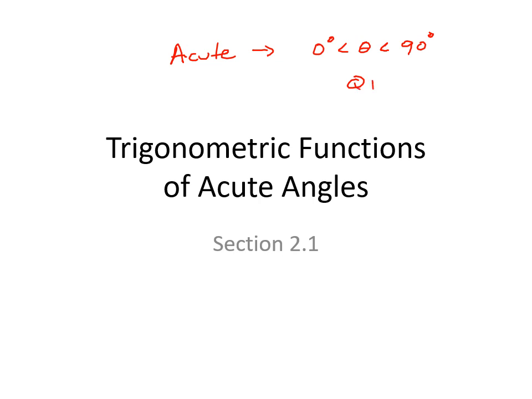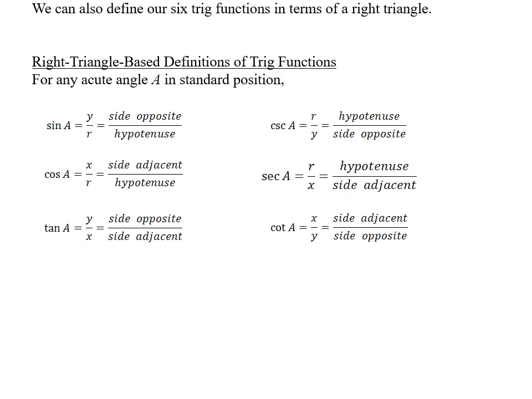So we're looking at basically anything in quadrant 1. No, my Q didn't draw out. There it goes. Quadrant 1. Anything in quadrant 1 from our ASTC chart. And so instead of defining our trig functions as an x and a y and an r, we could base it strictly on a triangle using the sides of a triangle.